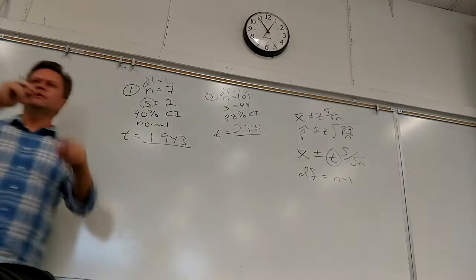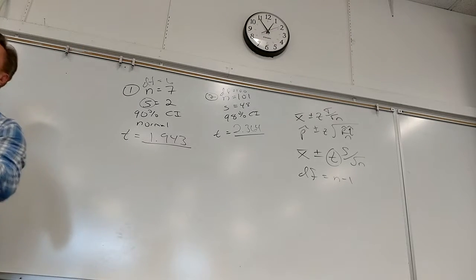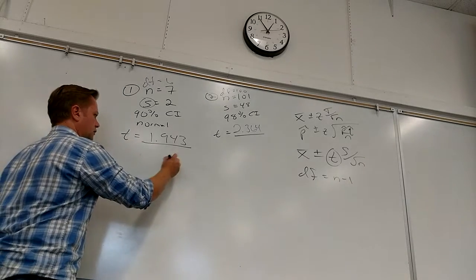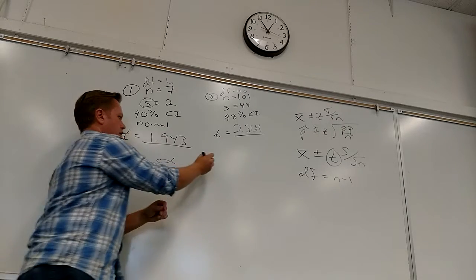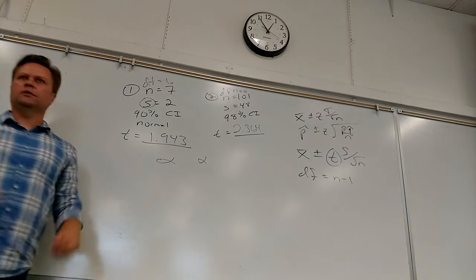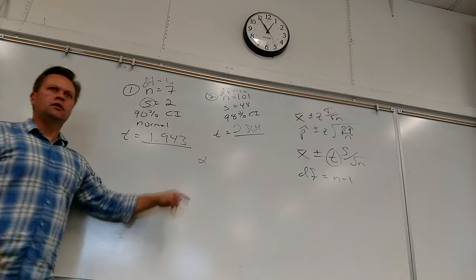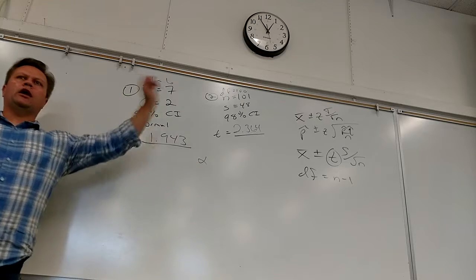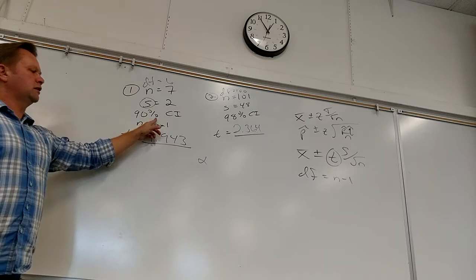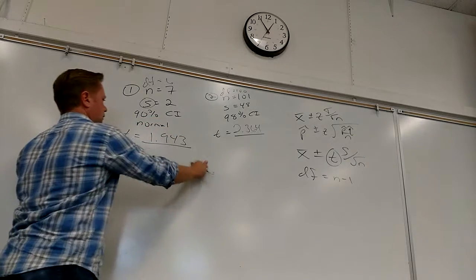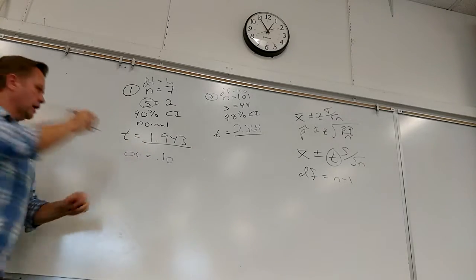Before I forget, I always forget this. I love to use this symbol, and it's going to come back very soon. They use the symbol alpha, right? You can have a long, cool fish dude, alpha or fat little alpha or whatever, just like sigma, be fat or skinny. Alpha is just the area in the tail or tails. So if I have a 90% confidence interval, alpha would be 0.10. What would alpha divided by 2 be?